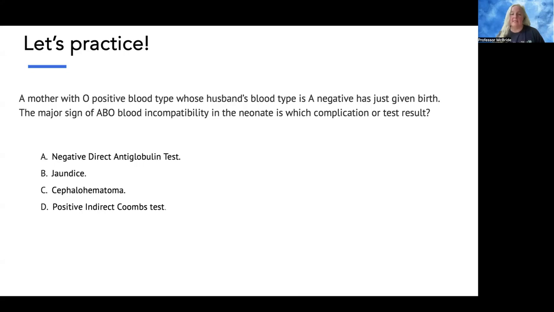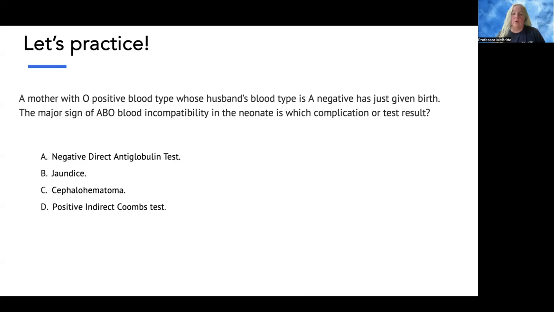So for this question, the mom is O positive and the husband is A negative. Does the Rh matter? The Rh does not matter for ABO, okay? So now we're looking at the choices. It wants to know which test or complication is going to be a major sign of the ABO incompatibility. So a negative direct antiglobulin test. That test is positive if the antibodies are found on the baby's red blood cells. So this is not correct.